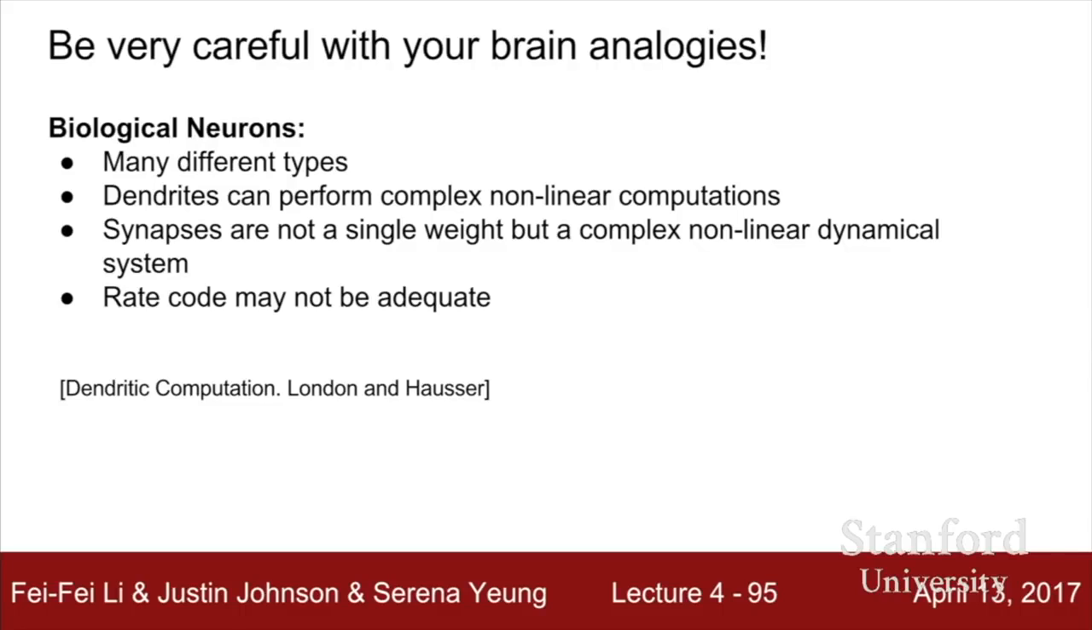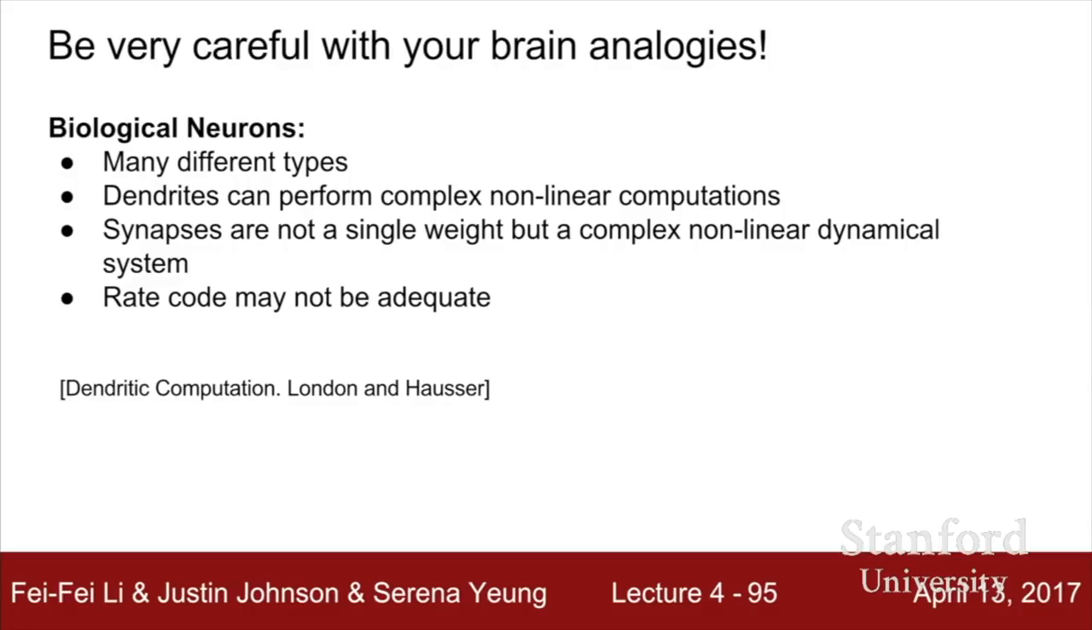There's many different kinds of biological neurons. The dendrites can perform really complex nonlinear computations. Our synapses, right, the W0s that we had earlier, where we drew this analogy, are not single weights like we had. They're actually really complex, nonlinear dynamical systems in practice. And also this idea of interpreting our activation function as a sort of rate code or firing rate is insufficient in practice. This kind of firing rate is probably not a sufficient model of how neurons will actually communicate to downstream neurons, right?